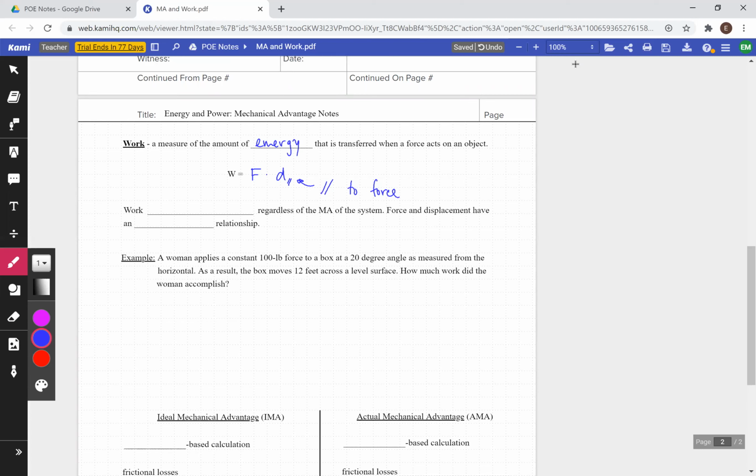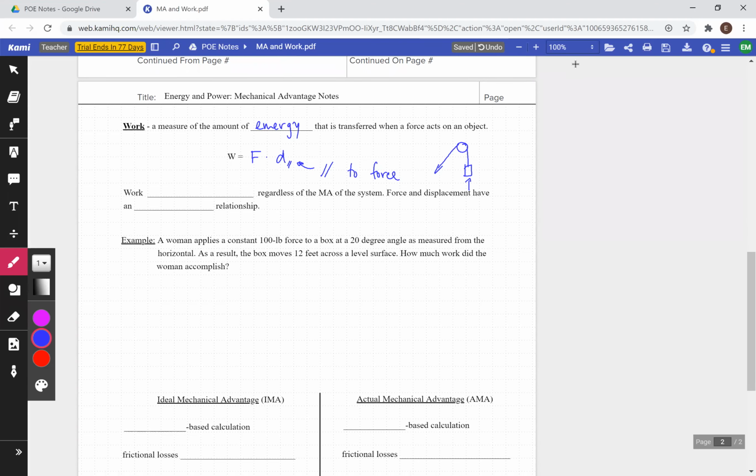So if I have a pulley and the box is moving up, right? My force is pulling down like this, I'm only going to look at what's happening in the vertical direction because the box isn't moving to the left. And we'll see an example in a second.